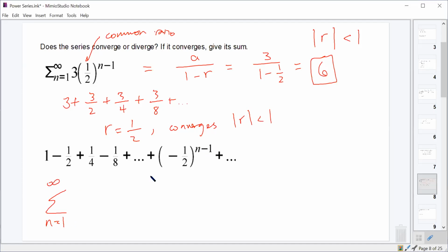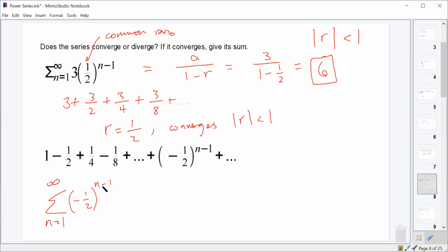And the n minus 1 here is going to indicate to us that we want to start at n equals 1. What's the common ratio between each term? I'm multiplying each successive term by negative a half. So negative a half, and the power that I want to put on here is n minus 1. And we can note that that makes perfect sense, because if n is 1, n minus 1 is 0. Negative 1 half to the 0 gives us 1.